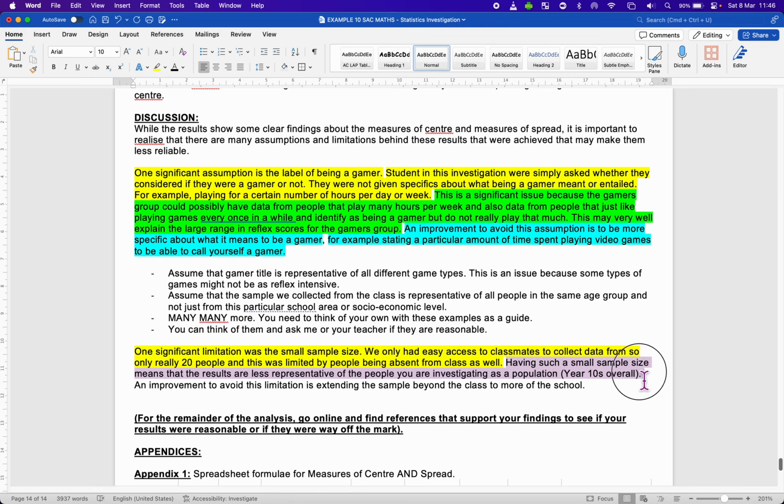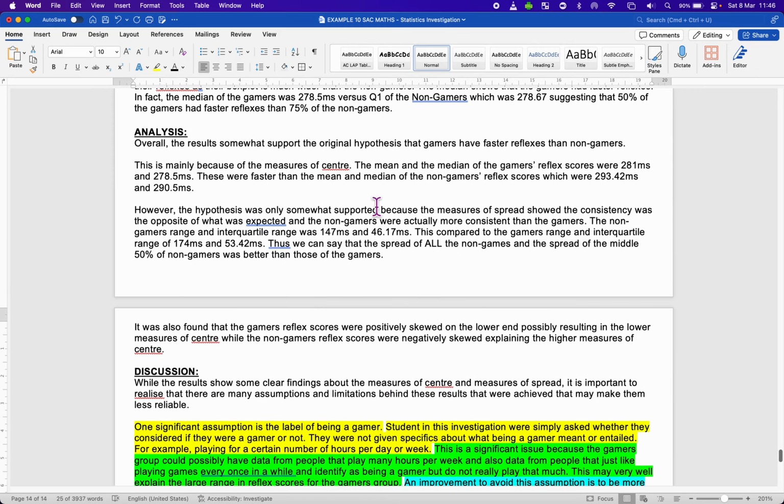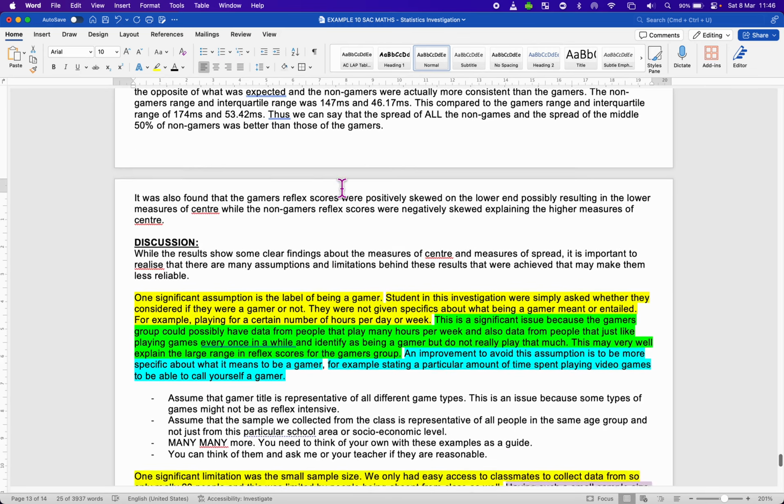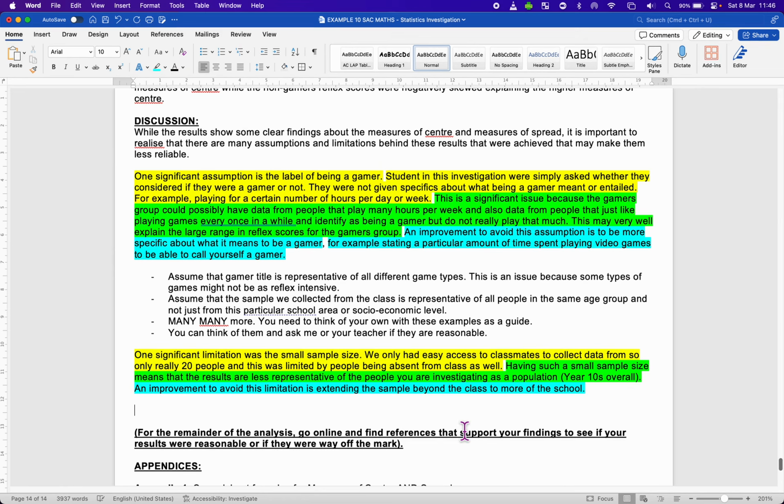So what's the issue? We're making conclusions. We're saying gamers have better measures of center for their reflexes, but less consistent measure of spread. But we can only really say that about our particular class, not for year 10s overall. Why? Because we only sampled our class. That's an example of writing up a limitation.